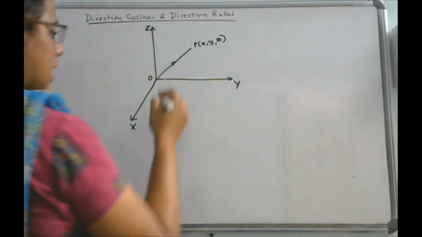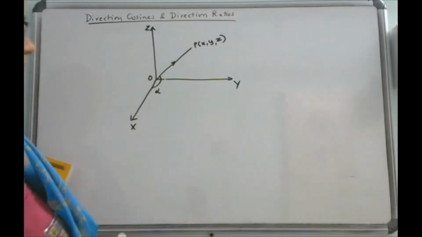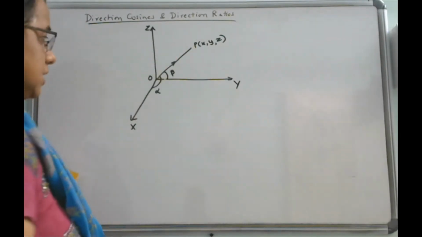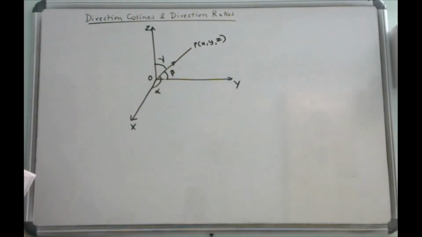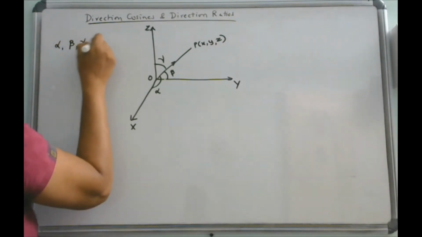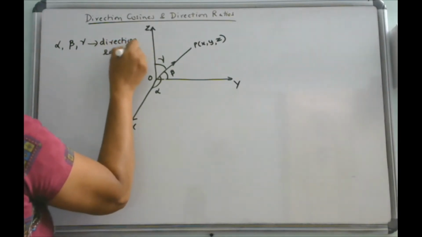If this vector OP makes an angle alpha with the positive direction of x-axis, an angle beta with the positive direction of y-axis, and an angle gamma with the positive direction of z-axis, then these angles alpha, beta and gamma are known as the direction ratios.